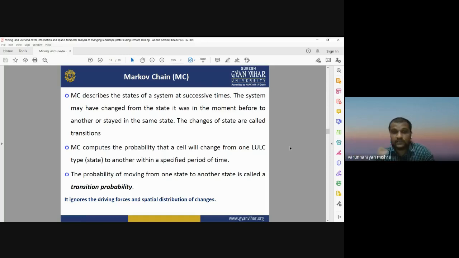So for that, we use another model, cellular automata, and we integrate cellular automata with the Markov chain model. So it will have quantitative information as well as spatial distribution of the changes, because cellular automata and neural network can easily integrate the spatial distribution of the changes. Markov chain only tells us the amount of the change, but where the change is going on will be studied and analyzed by using cellular automata and neural network.